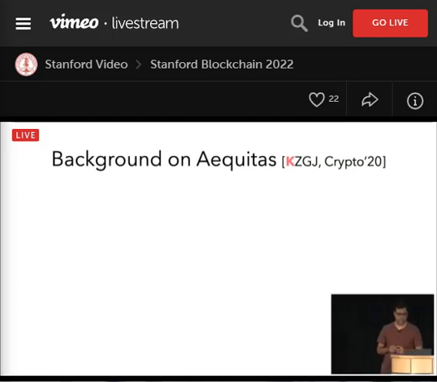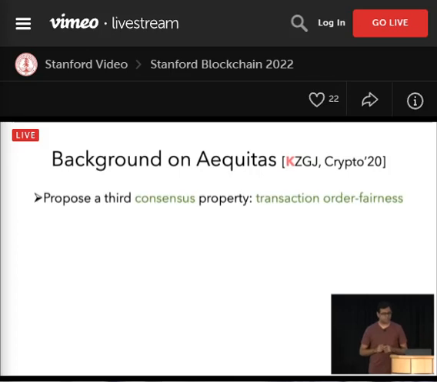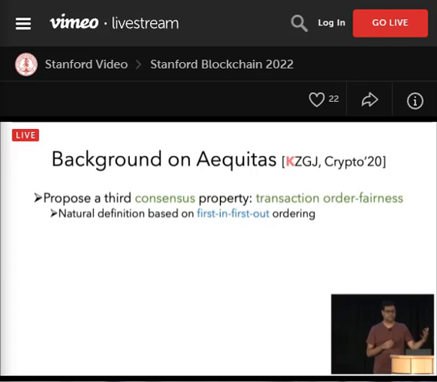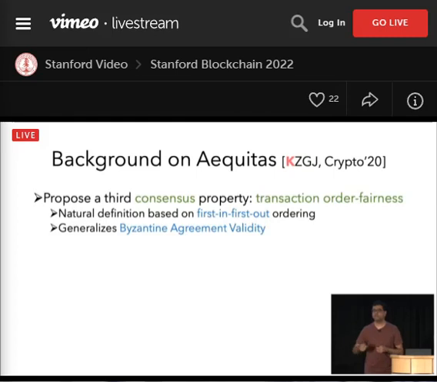So with this sort of motivation, a couple years ago, in a work at Crypto 2020 with co-authors Fan, Steven, and Ari, we introduced a third consensus property, which we called transaction order fairness. This was targeted primarily at the ordering part, to make sure that the ordering was decentralized. It quite nicely generalizes a property called first in, first out ordering, based on a distributed network rather than a single party. It also has some nice theoretical implications in that it generalizes Byzantine agreement validity to the more continuous state machine replication setting.